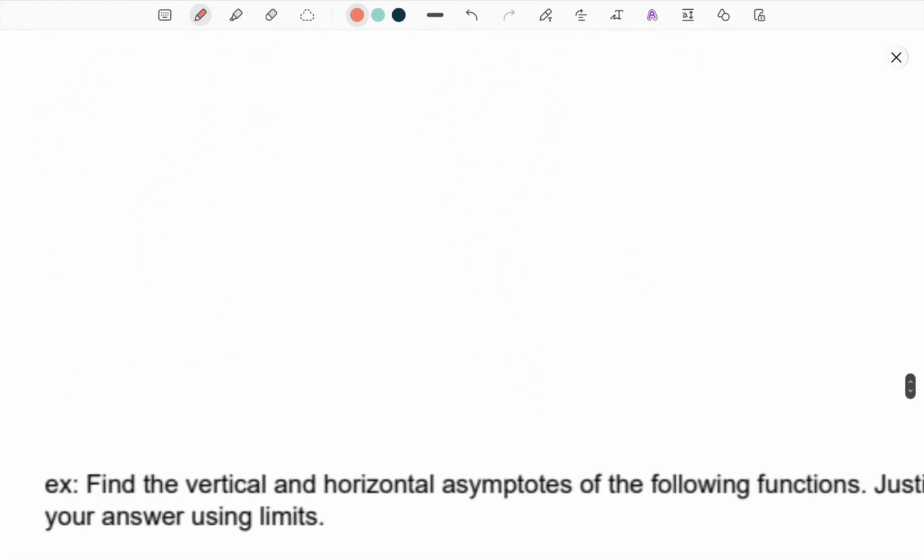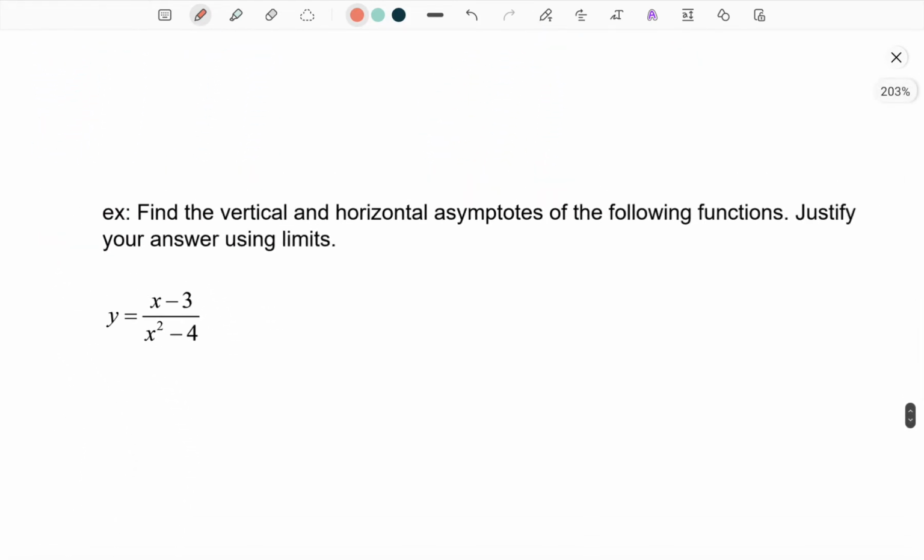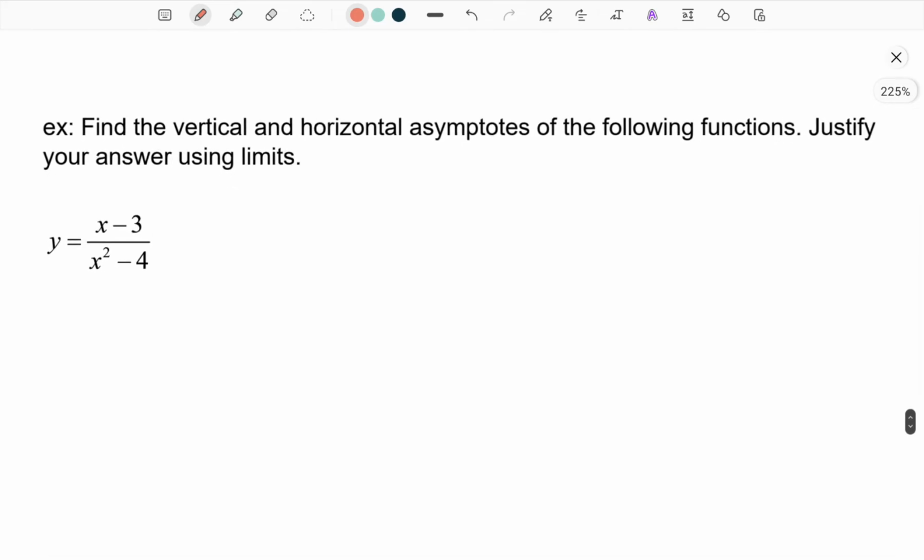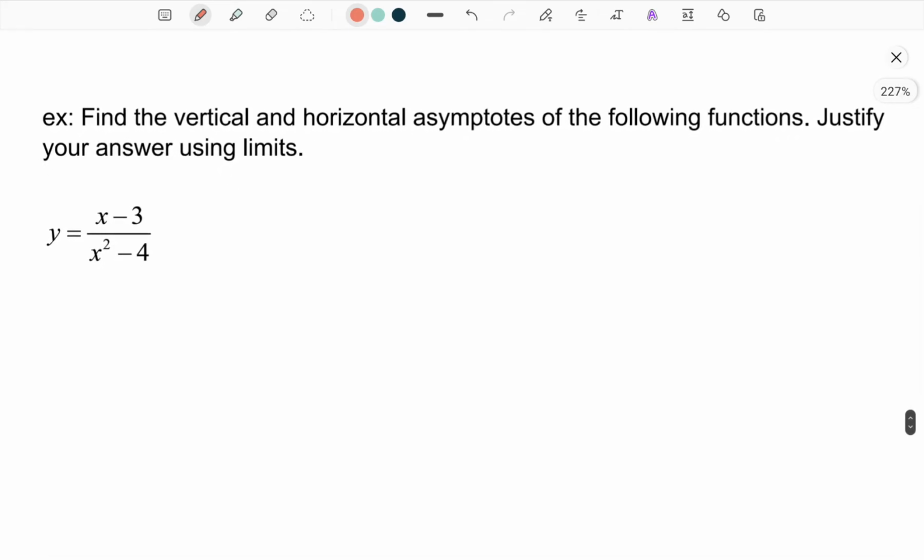So let's look at a couple of examples where I just want to find all of the asymptotes and use my definitions of limits to justify them. So here's a function, y equals x minus 3 over x squared minus 4. So remember, I'm looking for vertical and horizontal asymptotes this time. Math 30 would tell me to just expand this, factor the bottom here into an x plus 2 and an x minus 2.